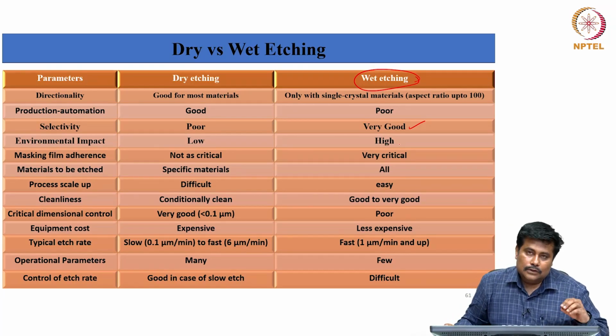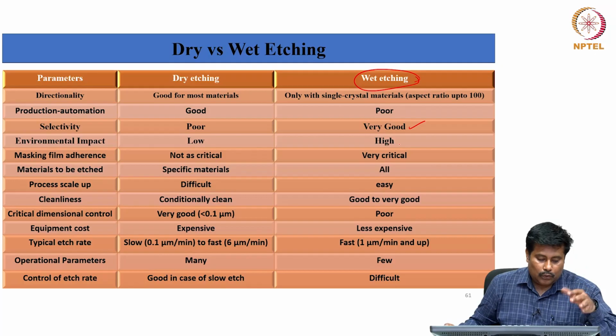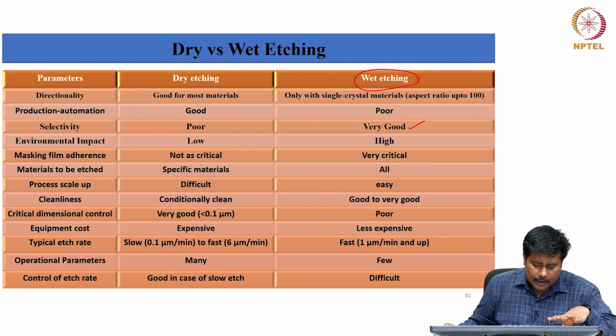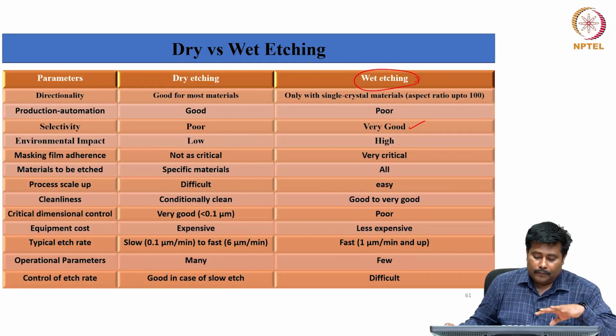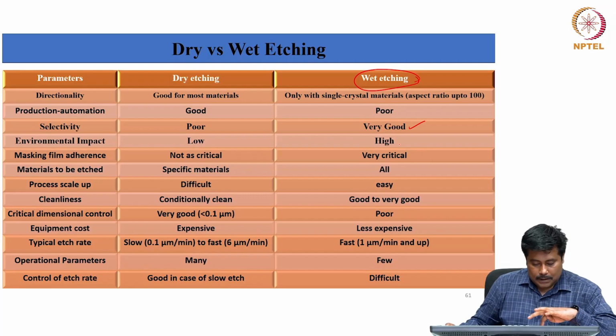Then, with reference to process scale up, the dry etching process is difficult. However, in the case of the wet etching process, it is quite easy. From a cleanliness point of view, dry etching is conditionally clean. However, from a wet etching point of view, it is good to very good. Critical dimensional control is very good.